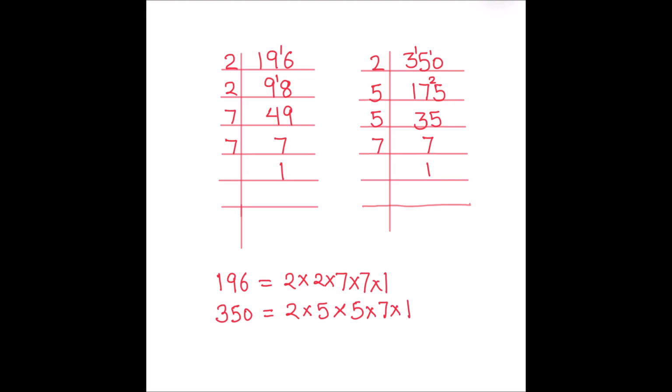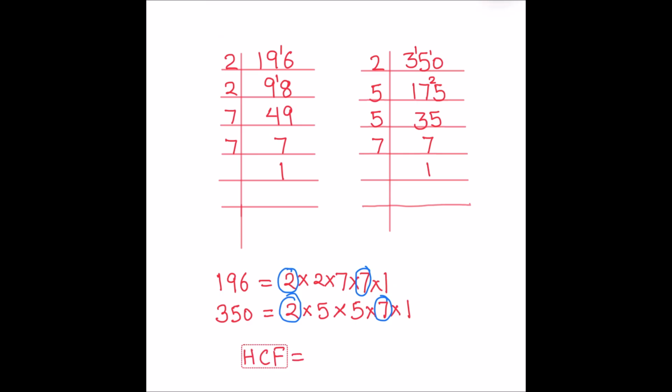Now to find the HCF of the two numbers, which is the highest common factor, we are going to find the common factors in between the two numbers. So let's circle the common factors. Here 2 is a common factor, so we'll circle 2 in both the numbers. And there's one more common factor, which is 7. So 2 and 7 are the common factors in between both the numbers.